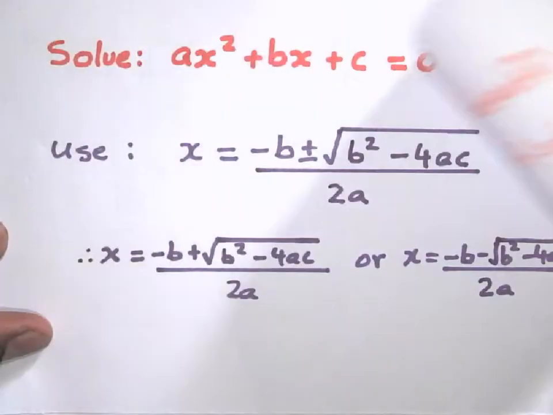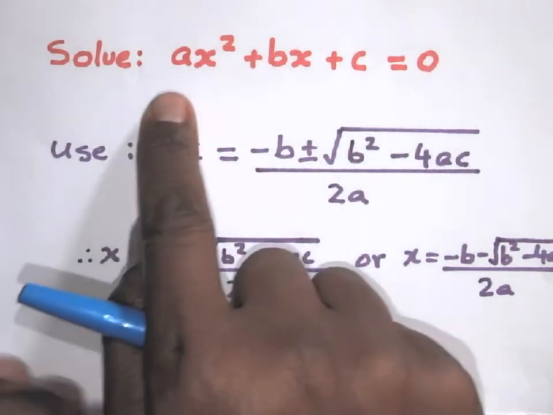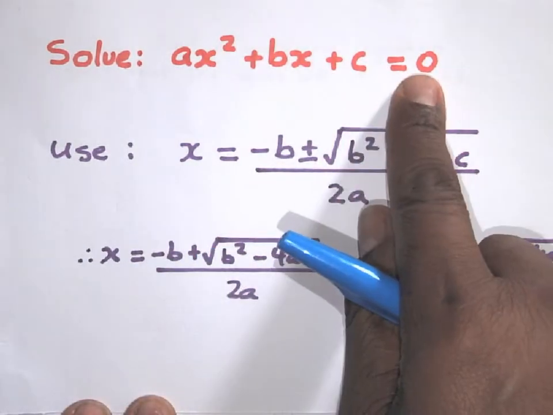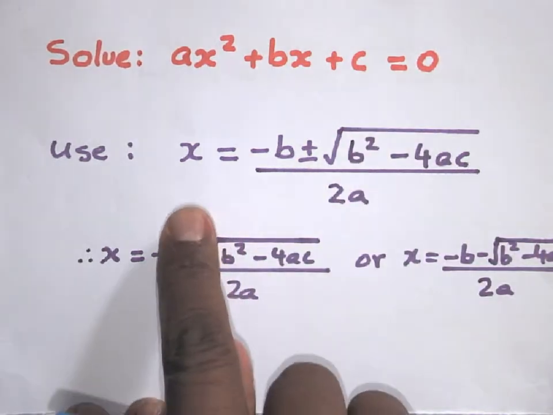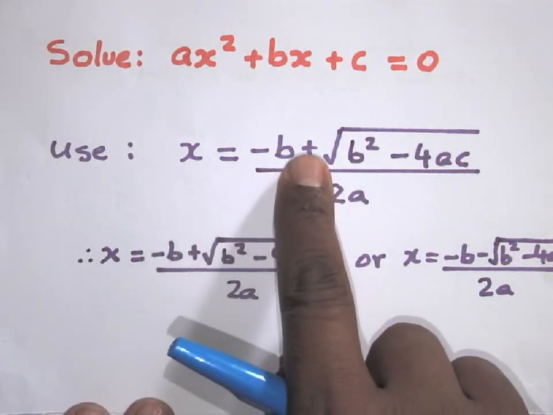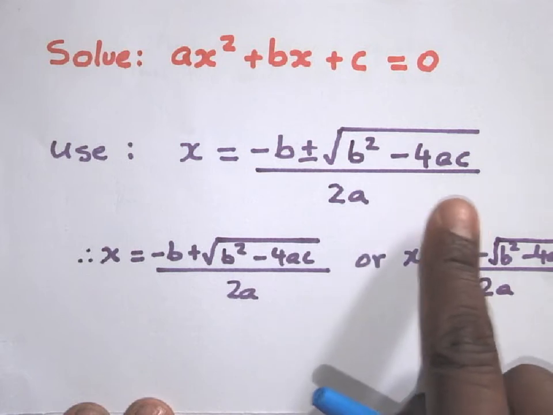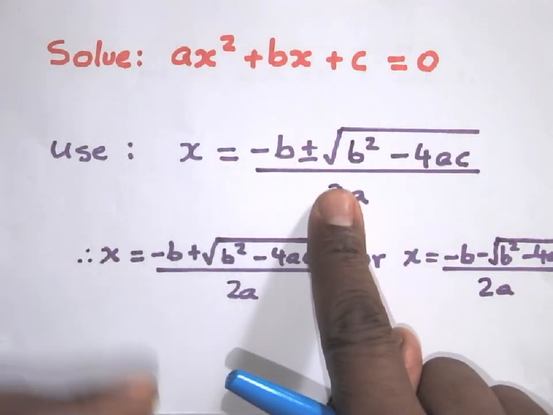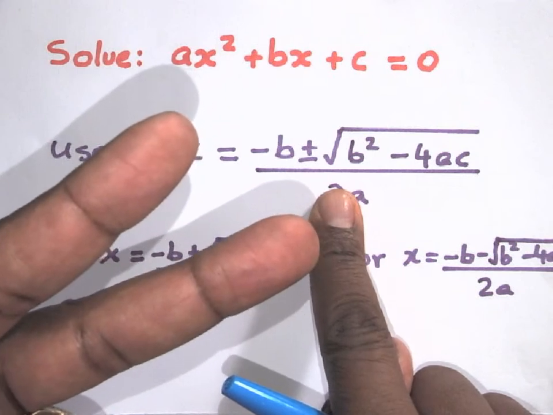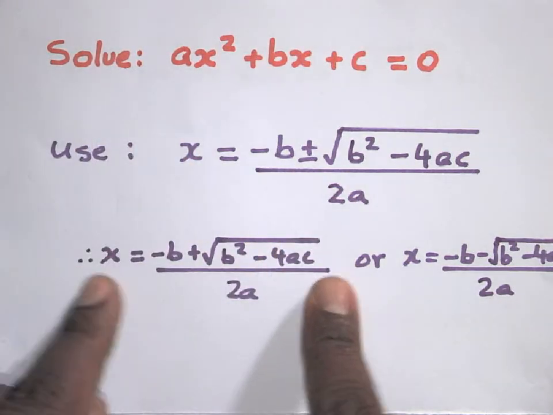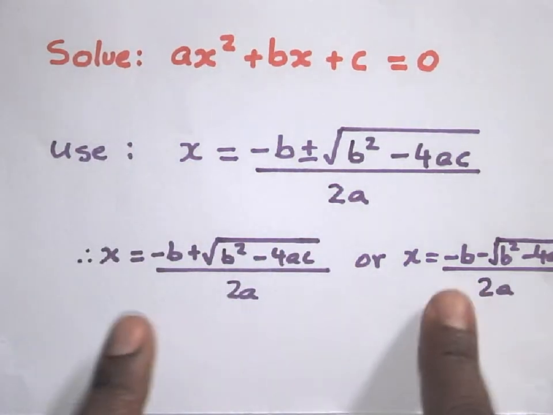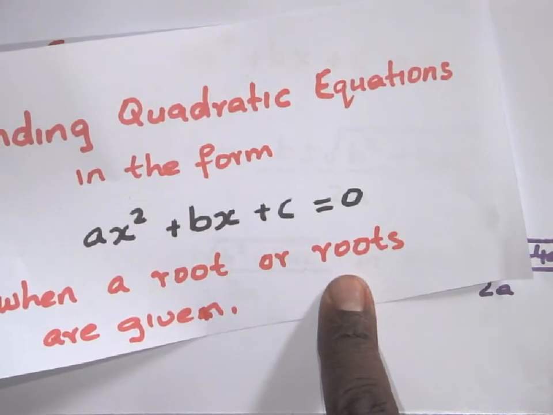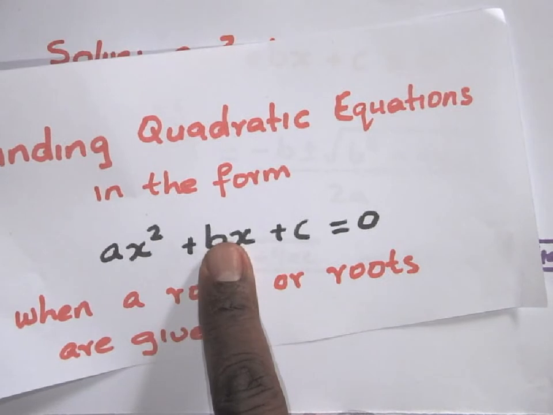You will recall previously that when we are solving quadratic equations ax squared plus bx plus c equals 0, at some stage we used the formula x equals minus b plus or minus square root of b squared minus 4ac, all over 2a. That formula gave us two values of x, one x value or the other x value. Those x values that we got are called roots of that particular equation.